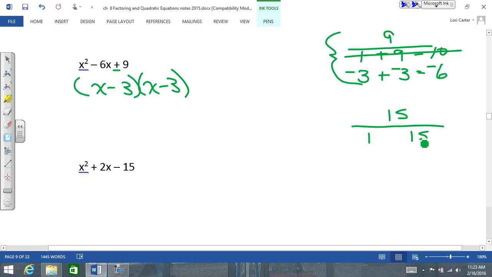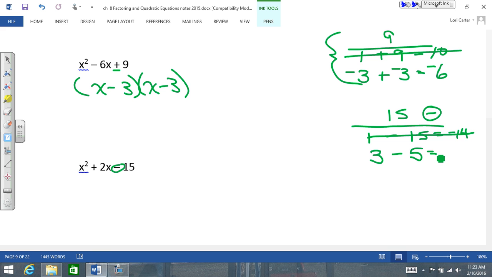Am I adding or subtracting this time? Subtracting, because this was a minus. So is 1 minus 15 equal to 2? No, that's negative 14. Doesn't work. 3 and 5. Does 3 minus 5 equal 2? 3 times a negative 5 is negative 15, so that's perfect. But what's 3 minus 5? Negative 2. What kind of 2 do I want?